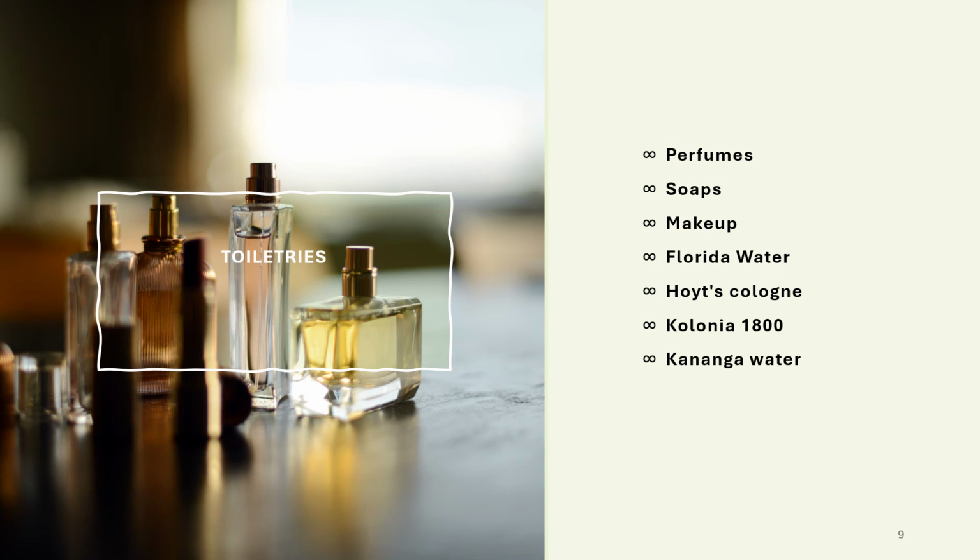Toiletries. Perfumes, soaps, makeups, and similar toiletries can be offered to ancestors as a form of refreshment. Much like flowers, these items tend to attract good spirits due to their pleasing fragrances. Perfumes such as Florida Water, Hoyt's Cologne, and Colonial 1800 are especially popular in African American and Afro Caribbean spiritual practices. Florida Water in particular holds a strong association with ancestors.